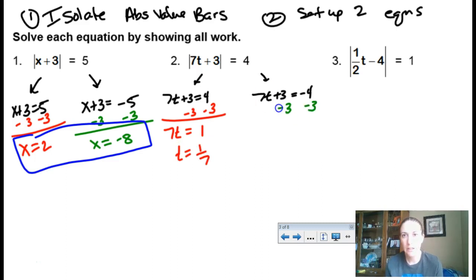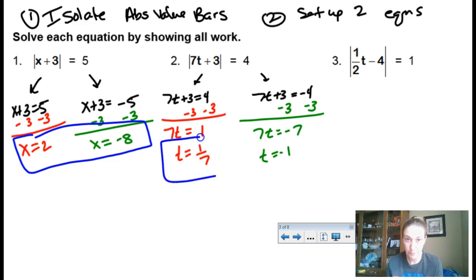Here, we get 7t equals -7. Dividing both sides by 7 gives you t equals -1. So the issue is, again, two answers. If this was the test, I would check. Number 3. Notice I have never changed the inside stuff. So I don't ever change whatever's inside the absolute value bars.